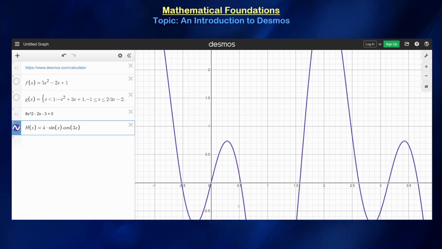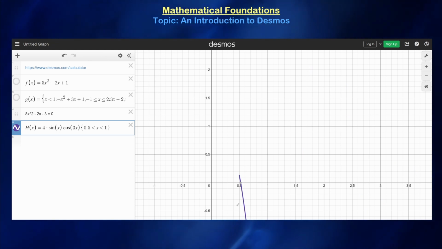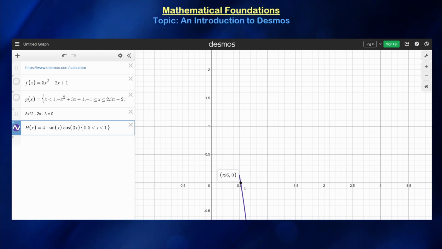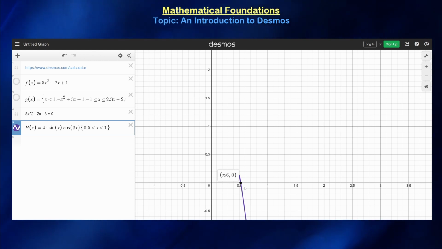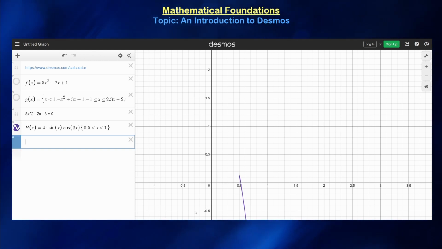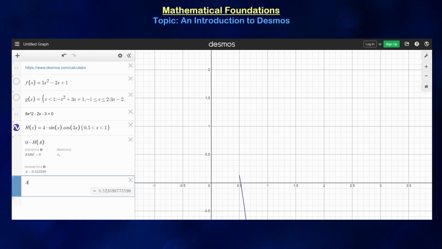So let's just do a domain restriction, so 0.5 less than x less than 1. So I'm only interested in this particular solution. I mean, of course I can click that, but what if I click it and I don't get the amount of decimal precision that I want for that particular number? So if I want that particular x value, I can use 0 tilde h of the name of that point. So let's assume I want to name that point A, and that's going to give me an approximation for that particular value that I want.